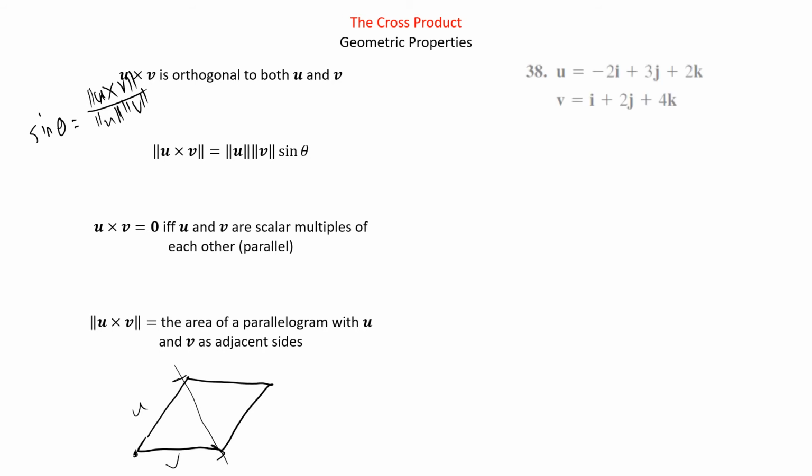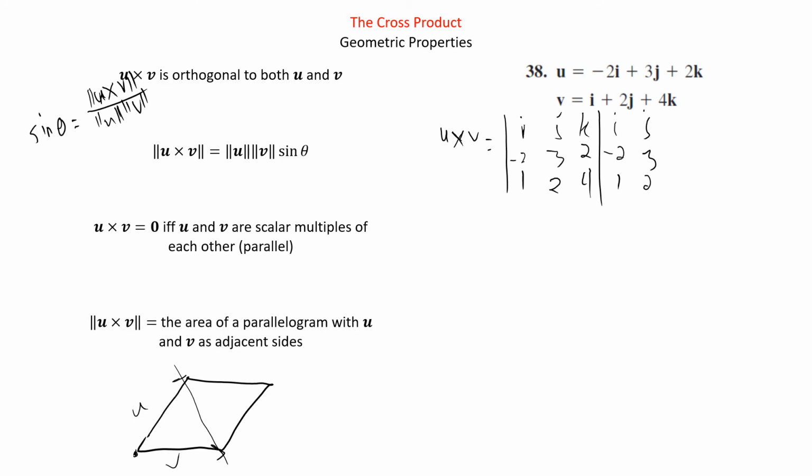But let's try finding the area of a parallelogram with these as its sides. And this is problem 38 too, by the way. So we're going to find the magnitude of the cross product. So first we have to find the cross product. U cross V is going to be the determinant. We're going to have IJK, and then -2, 3, 2, 1, 2, 4. Repeat the first couple columns, I -2, 1, J, 3, 2.